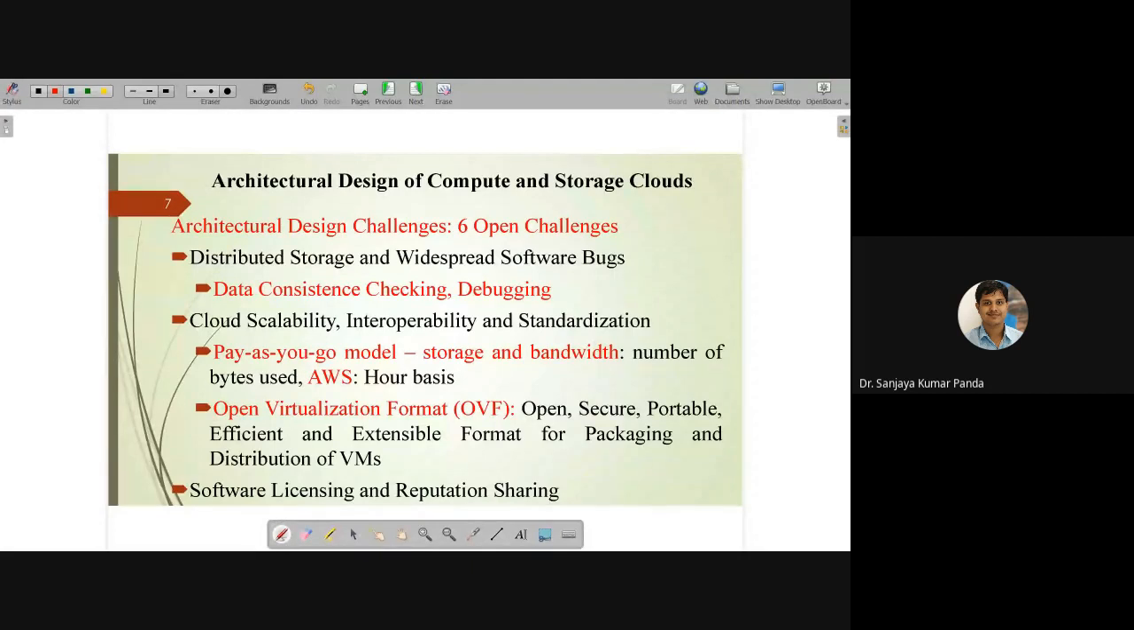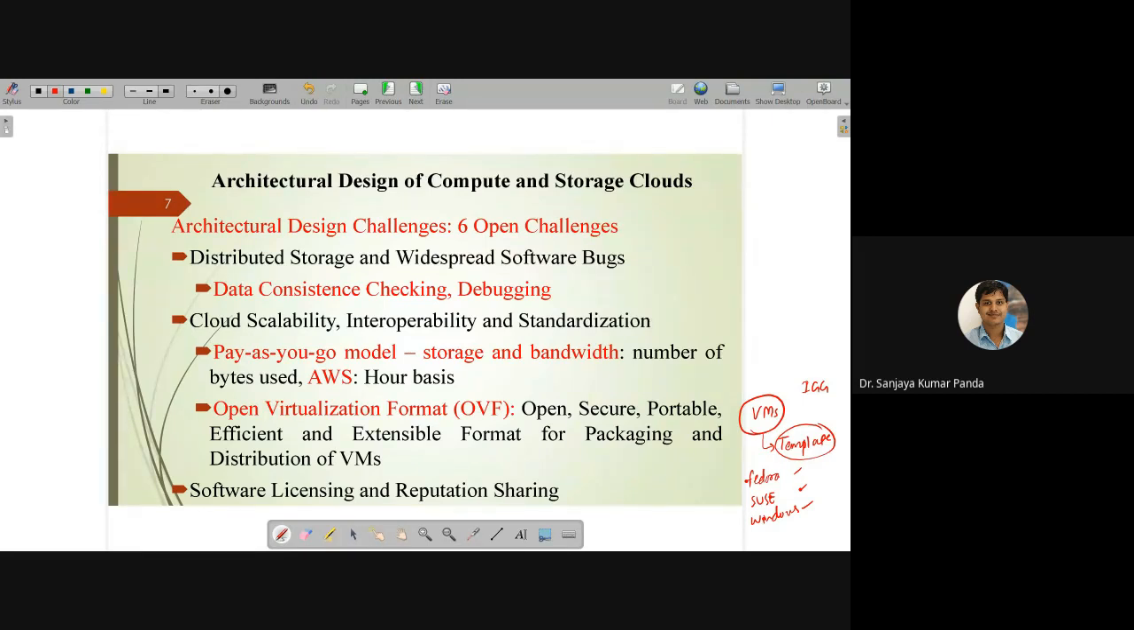Similarly, you can achieve standardization if you use the Open Virtualization Format, that is called OVA. This Open Virtualization Format is an open, secure, portable, efficient, and extensible format for packaging and distribution of virtual appliances. Whenever you are installing a particular VM or deploying a particular virtual machine, it gives you an option to choose a particular template. Yesterday I told you while we were discussing Eucalyptus and Zeek that there is a template. Based upon that template, you choose whether you want Fedora, SUSE Linux, or a Windows system. So you have to see these templates and look at which template closely fits your requirement.